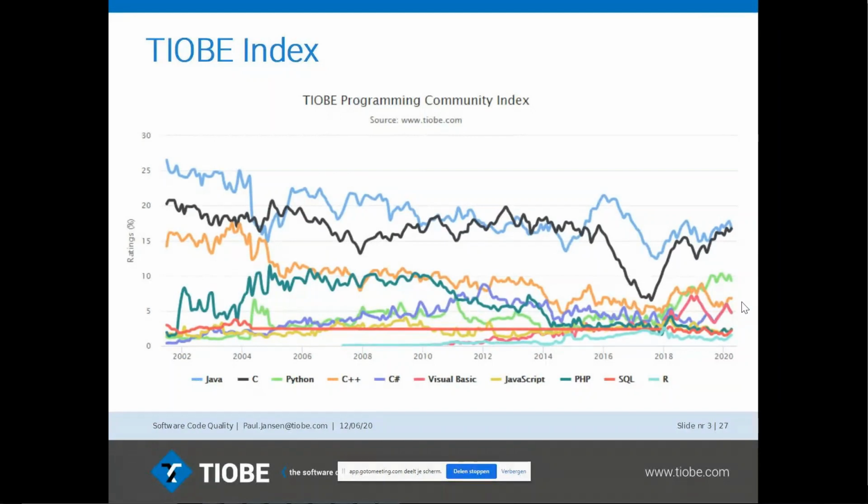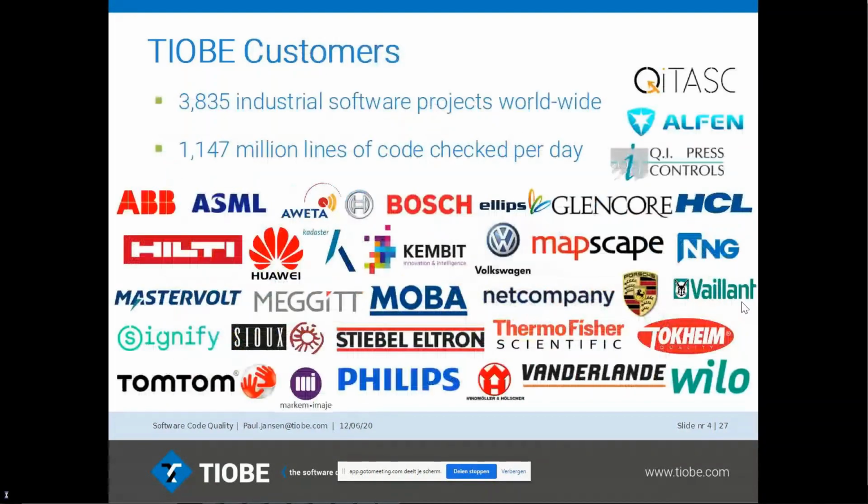Okay, but that is not what we earn our money with in the company. So what we do is we help other companies to set up and measure code quality. We do this for more than 3,800 projects worldwide. Lots of companies are also present in India, like Bosch and Philips and Signify, ABB. Most of them are in the embedded software domain, but our solution does not restrict itself to this.